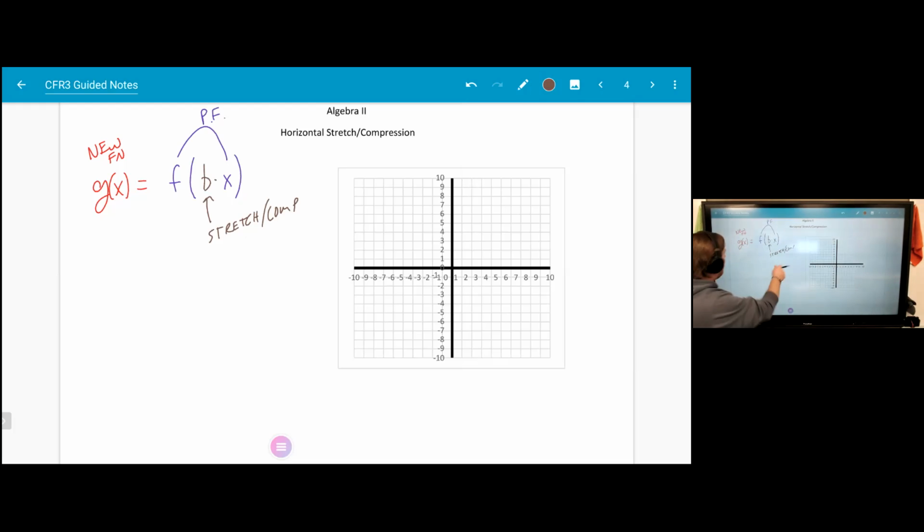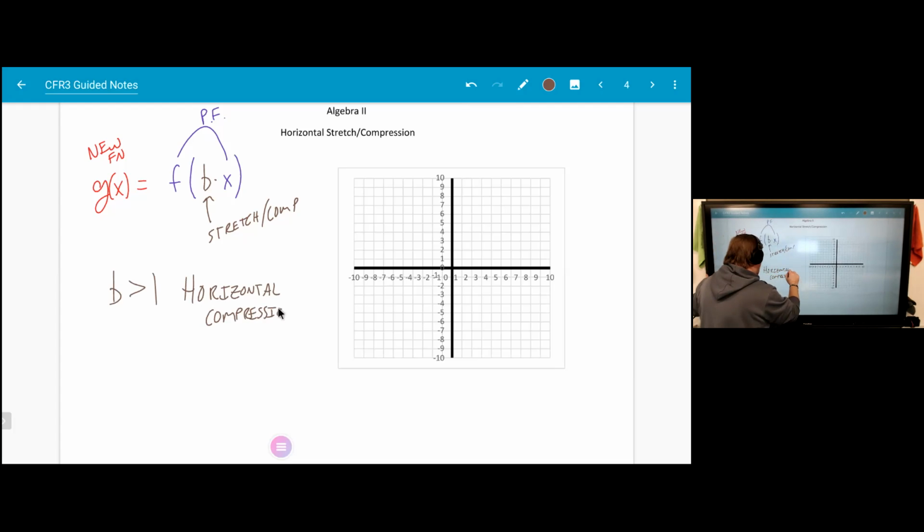Well, when it was multiplying out front, when a was greater than 1, it was a vertical stretch. So it only makes sense that when b is greater than 1, multiplying on the inside, this is a horizontal compression. Told you it was going to be opposite. Horizontal compression.